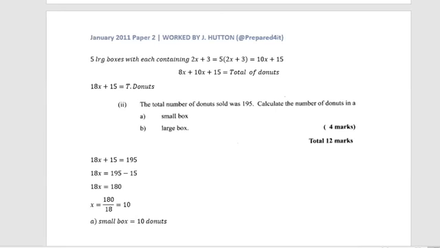So part B asks us for the number of donuts in a large box. So what would be the number of donuts in a large box? So you're going to substitute the 10 in the 2x plus 3, sir.